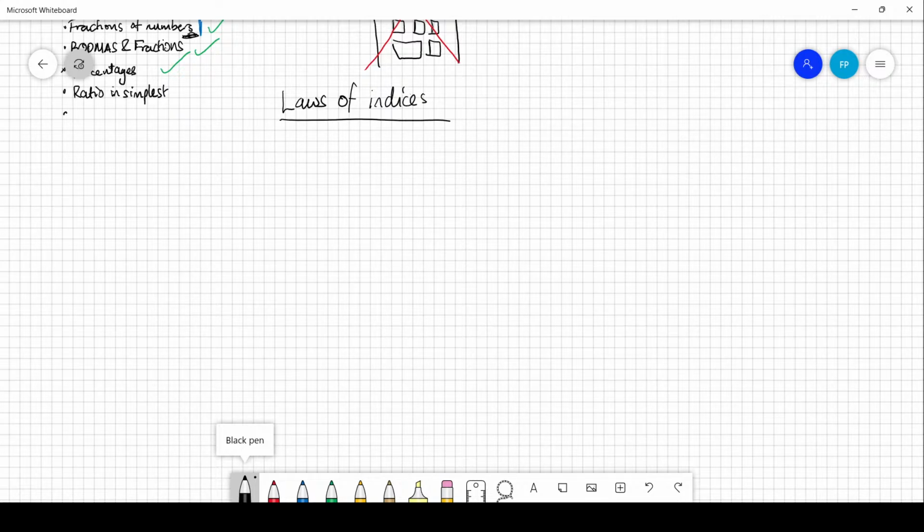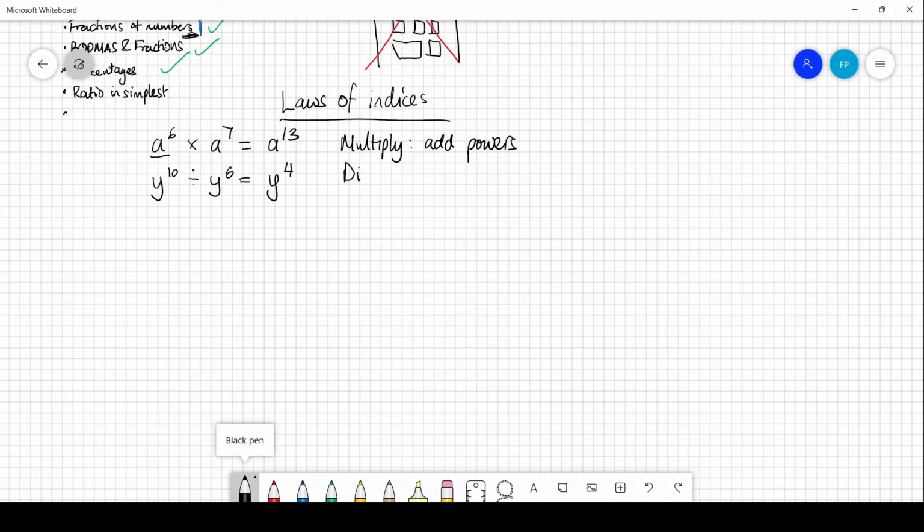To recap, as I've said, if you have two with the same base, the number that's just there, raised to some power, like a to the power of 6, and we multiply this by a to the power of 7, these powers will get added together. So you'll get a to the power of 13. So multiplying adds powers. If you divide, say y to the power of 10 divided by y to the power of 6, you'll get y to the power of 4. So dividing subtracts powers.